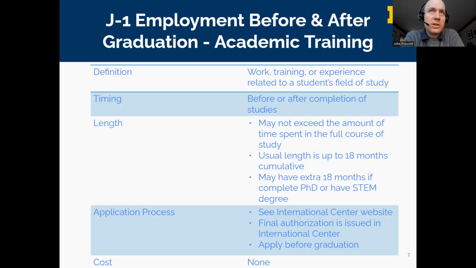So I would say for any J1 students, certainly academic training is your tool for pursuing off-campus employment either during or after your degree program. And do visit our website for the fine-grained details, and then visit with an advisor in the International Center for clarifying questions or to fit your situation into academic training.